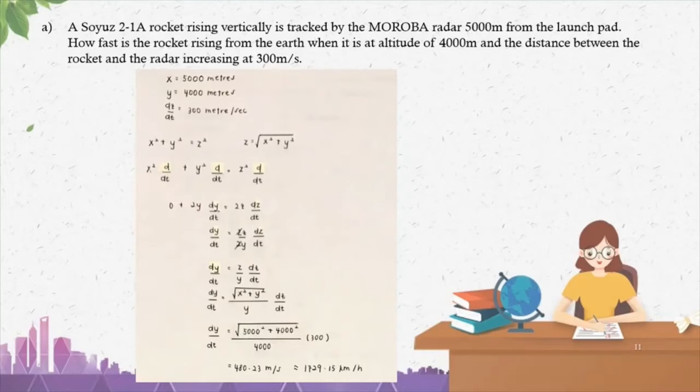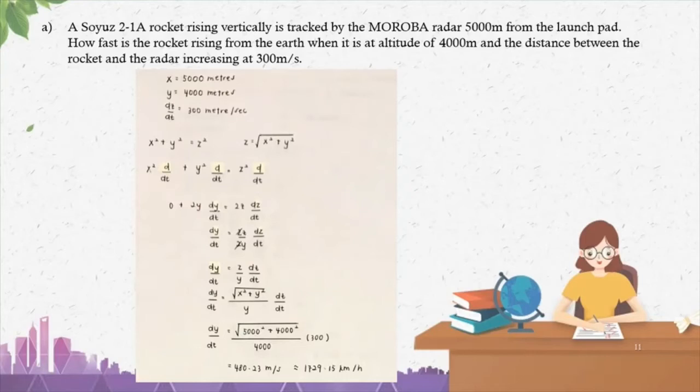So that means on the x-axis the value is 5,000 meters, on the y-axis it is 4,000 meters, and dz against time is 300 meters per second. From all the values given, the question asks us to find how fast the rocket is rising from the launchpad, that is dy against time.